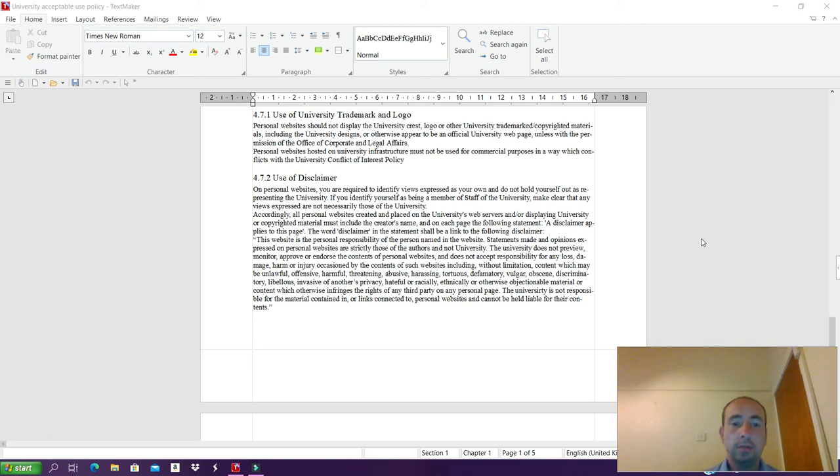4.7.2 Use of disclaimer. Open personal websites. You are required to identify views expressed as your own and not hold yourself out as representing the university. If you identify yourself as being a member of staff of the university, make clear that any views expressed are not necessarily those of the university. Accordingly, all personal websites created and placed on the university's web servers and/or displaying university or copyrighted material must include the creator's name and, on each page, the following statement: "A disclaimer applies to this page." The word disclaimer in the statement shall be a link to the following disclaimer.